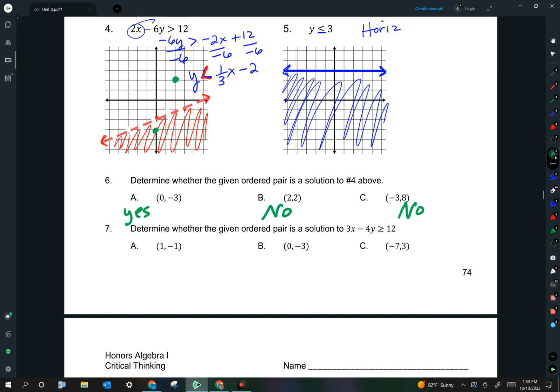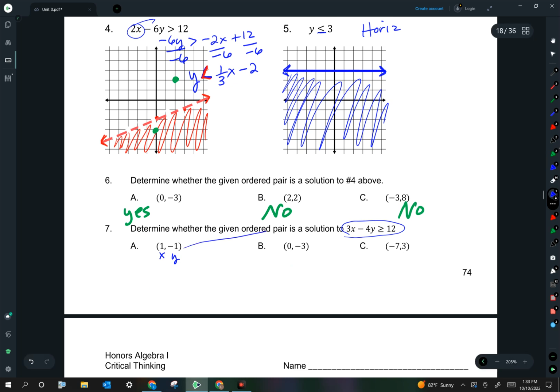Okay, on number 7, it says determine whether the given ordered pair is a solution. Well, I don't have to graph this equation in order to know if it's a solution. I mean, if I already had it graphed, great, it's easy to tell. What I could do is just plug these numbers in for x and y and see if I get a true statement.